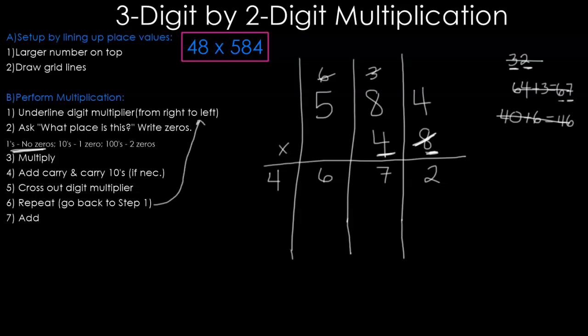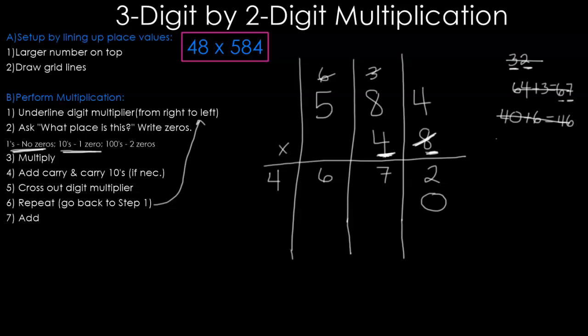Next digit is going to be our tens place, our 4. Okay, so what place is this? Again, the tens place. Oh, it's in the tens place. So how many zeros do I need to write? 1. So I'm going to write a 0 right here. Okay. Step 3 says multiply. Where do I start? Right to left. So 4 times 4, then we'll do 4 times 8, and then we'll do 4 times 5.